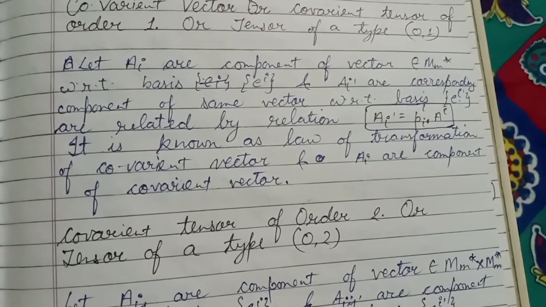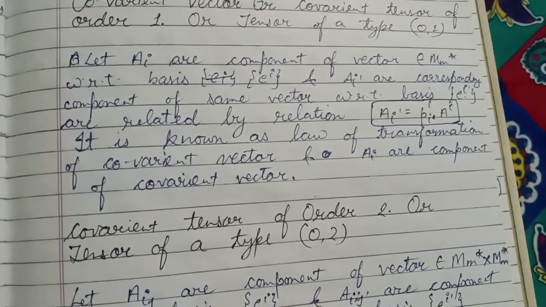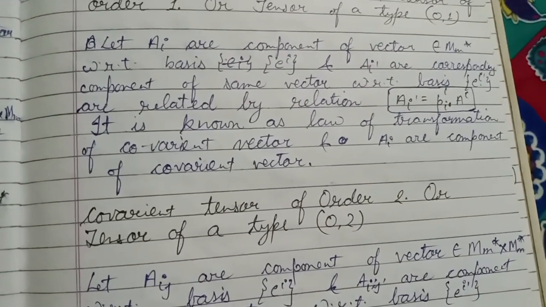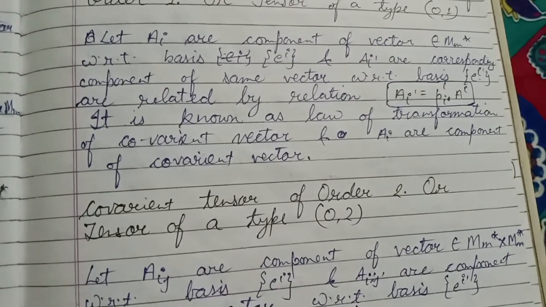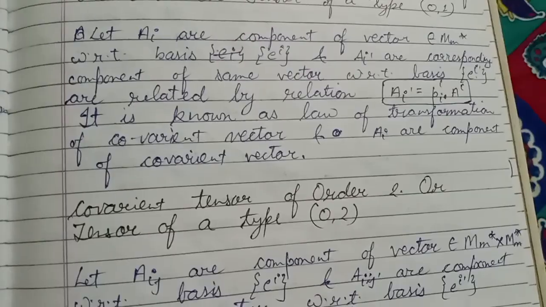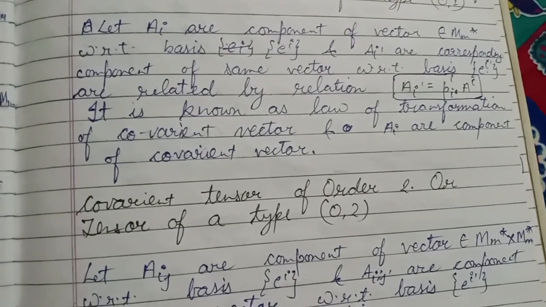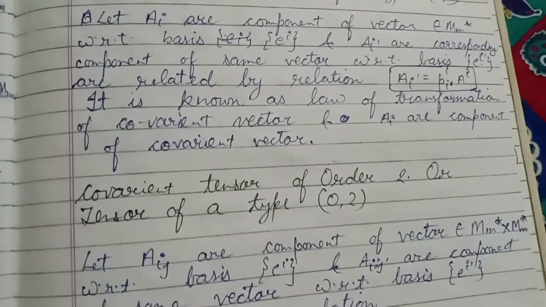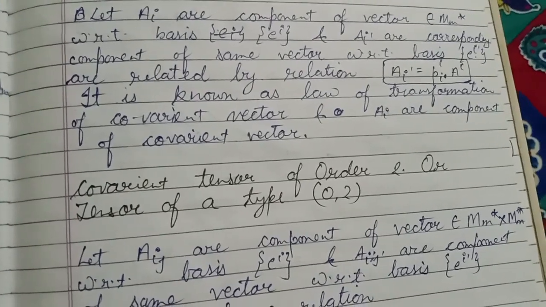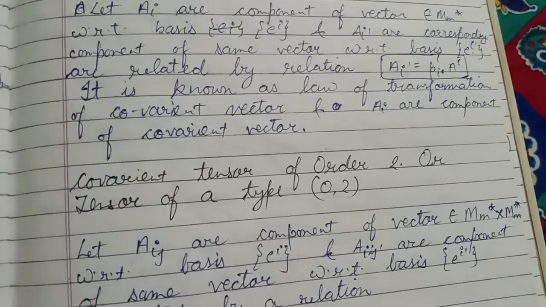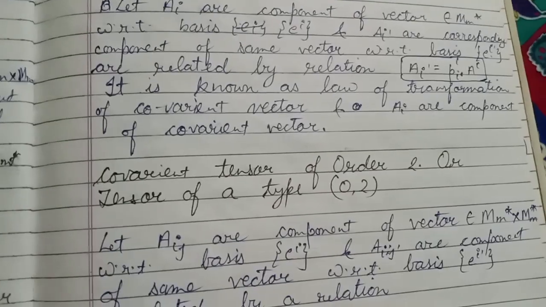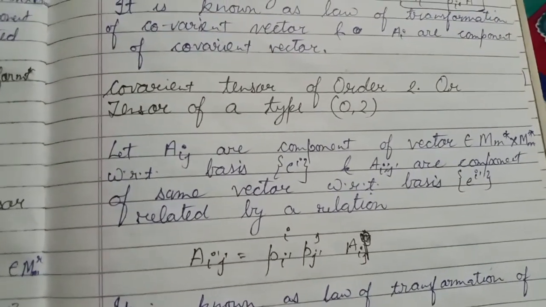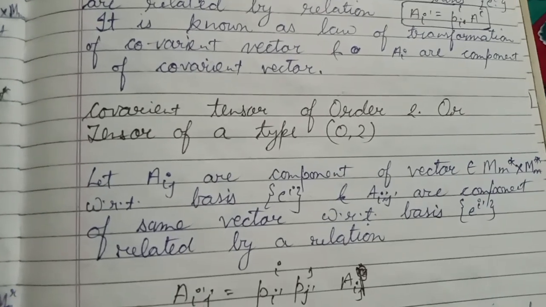Let ai be components of a vector belonging to star with respect to basis ai, and ai dash be the corresponding components of the same vector with respect to basis ai dash, related by the relation, and the relation is given. It is known as the law of transformation of covariant vector, and ai are components of covariant vector. Now covariant tensor of order 2, or tensor of type 0, 2.